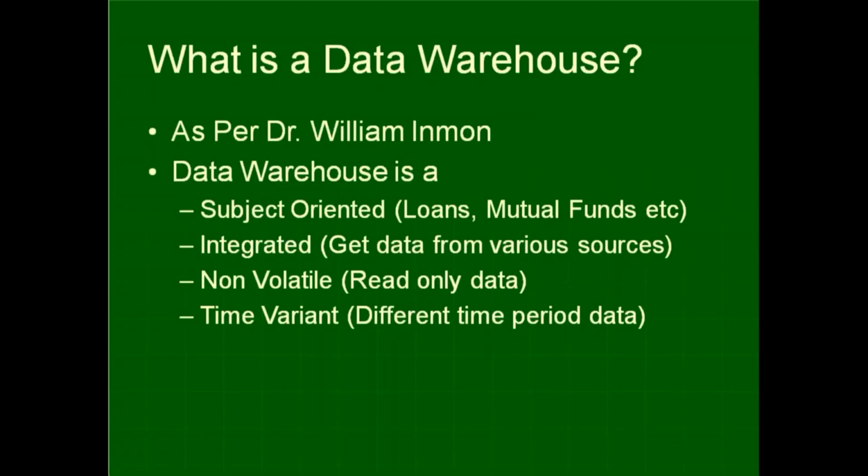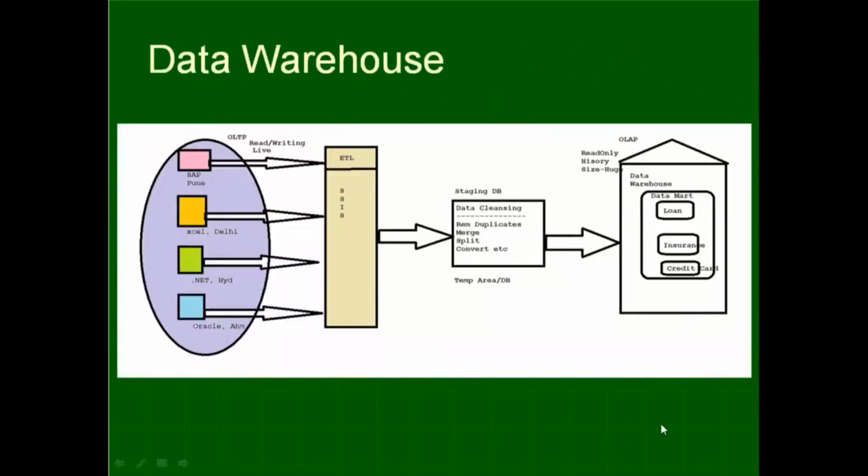The last one, different time data. Time variance data means different time data. So either a data mart or a data warehouse, these are the four things that you need to have. Am I clear, guys? So it is a very important, interesting topic. What is a data warehouse? A data warehouse will have a collection of data marts.